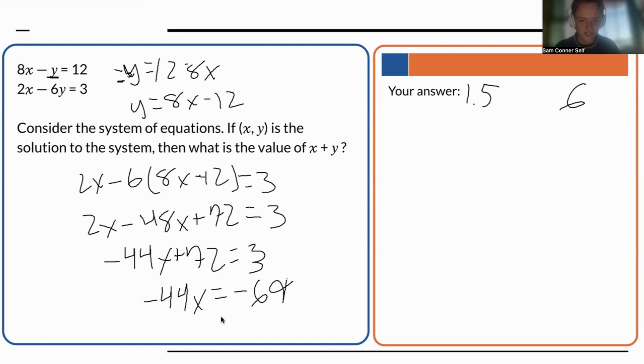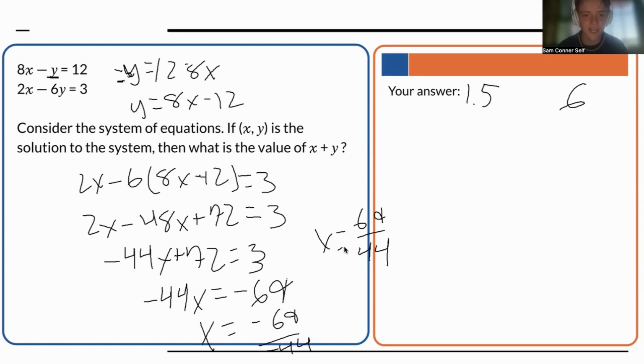So this is going to give us x will equal negative 69 over negative 44, so x will be equal to 69 divided by 44. And I'm just going to keep it that way. That's not a great way to solve for this.